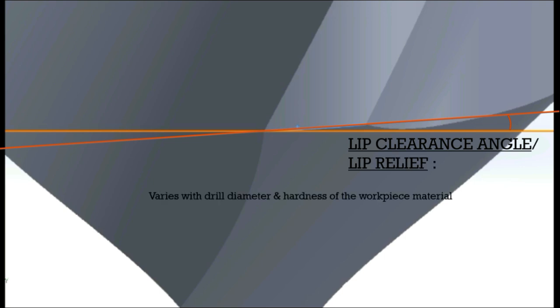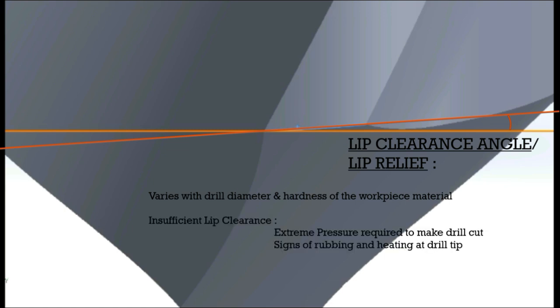Now, looking from a side, this angle measured between the margin end and horizontal plane is called lip clearance angle. Lip clearance angle, or lip relief, is decided based on the drill diameter and hardness of the material. Insufficient lip clearance will cause rubbing and heat generation, while excessive lip clearance angle can cause breaking of the drill corners. It ranges from 24 degrees for soft materials to 8 degrees for hard materials for various diameters.